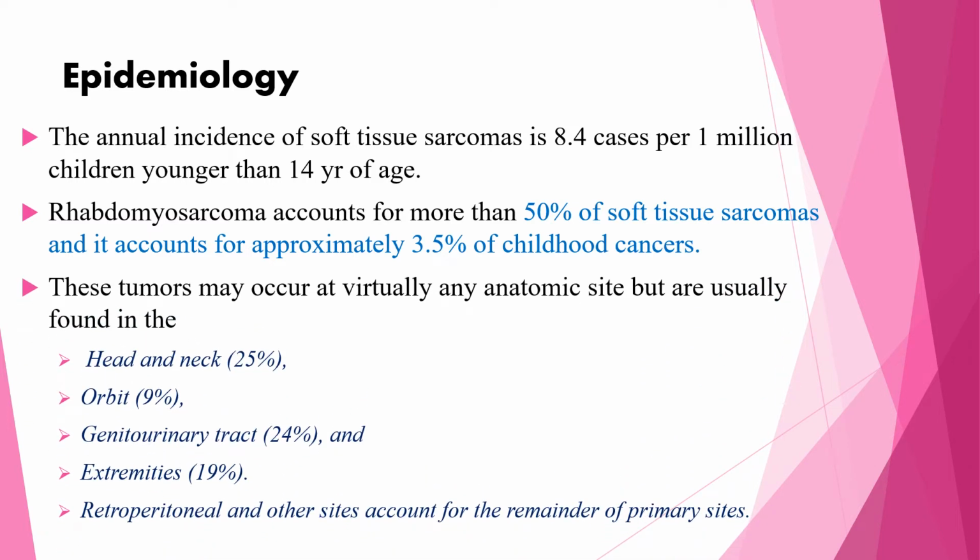The tumors may occur at virtually any anatomic site, but they are usually found in the head and neck, orbit, genitourinary tract, extremity, and other places. But the most common sites are the head and neck and the genitourinary tract. This is followed by extremities. Retroperitoneal and other sites account for the remainder of the primary sites.